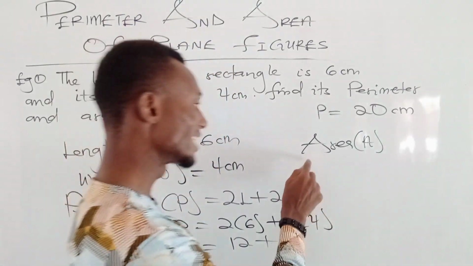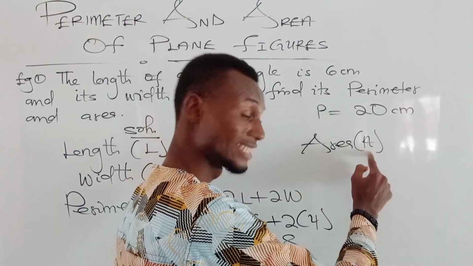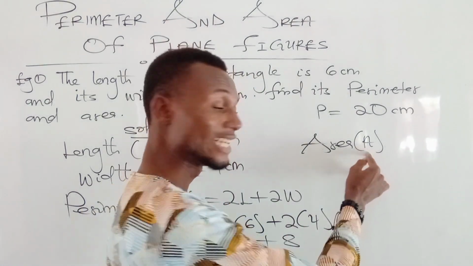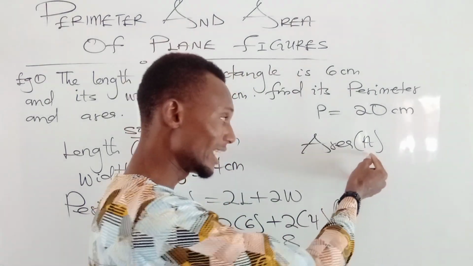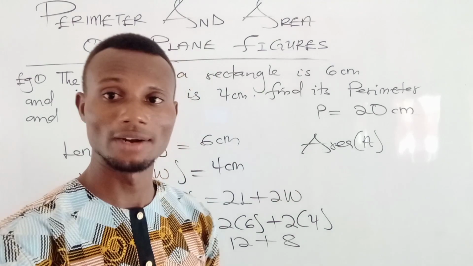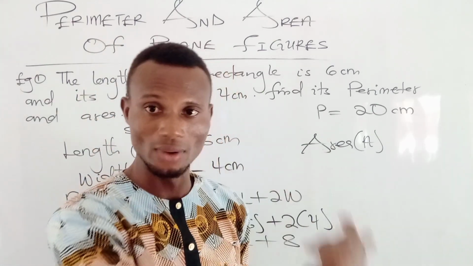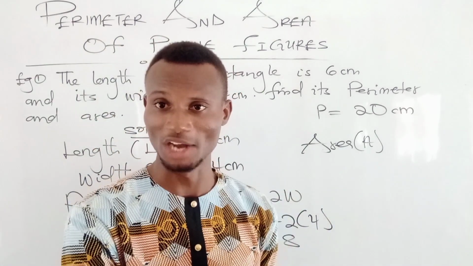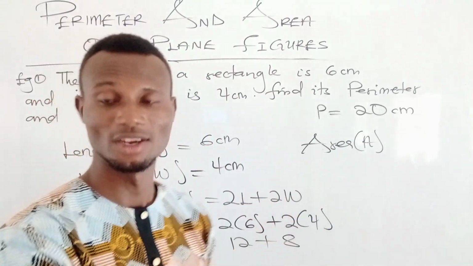So you have to write the area in full, then into bracket A, so that it means you are defining the A that you are using. It means the A is the area. Then anyone marking your work or taking a look at your work will understand what you are doing. So that's the right way to handle it.